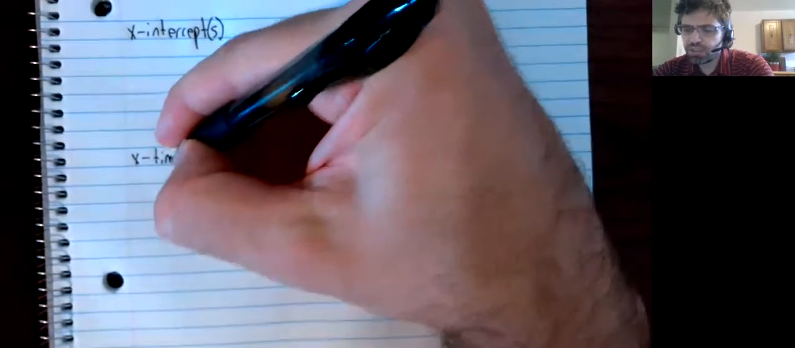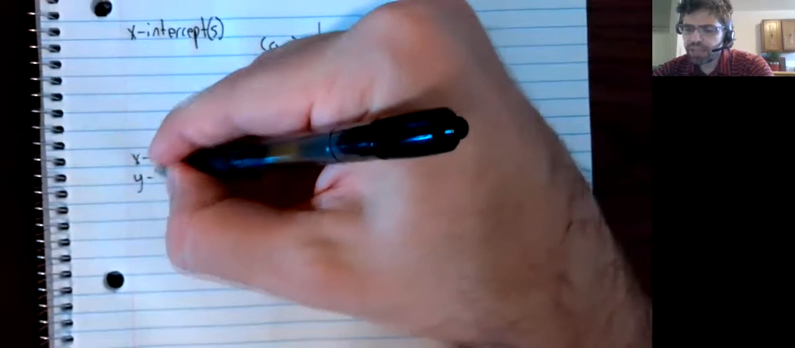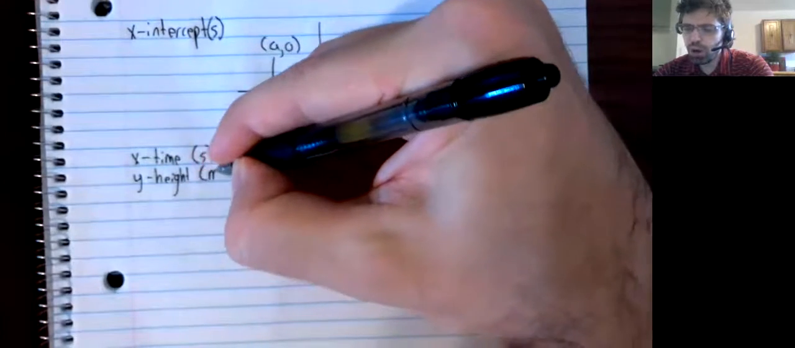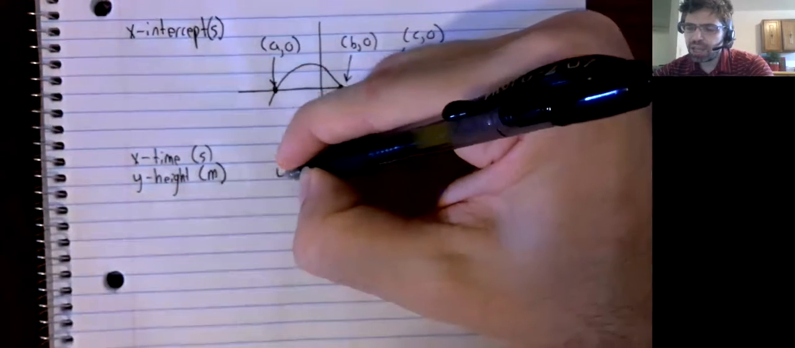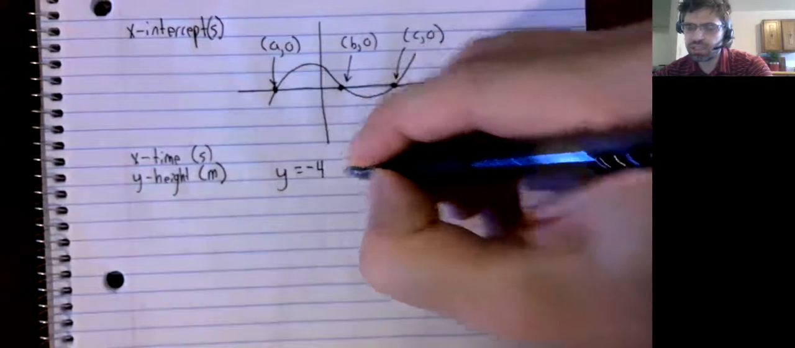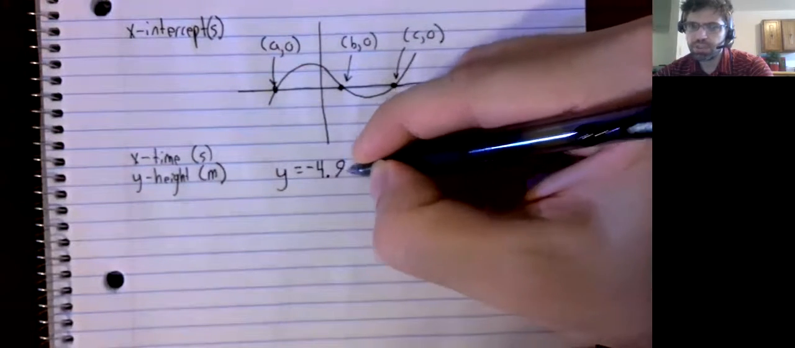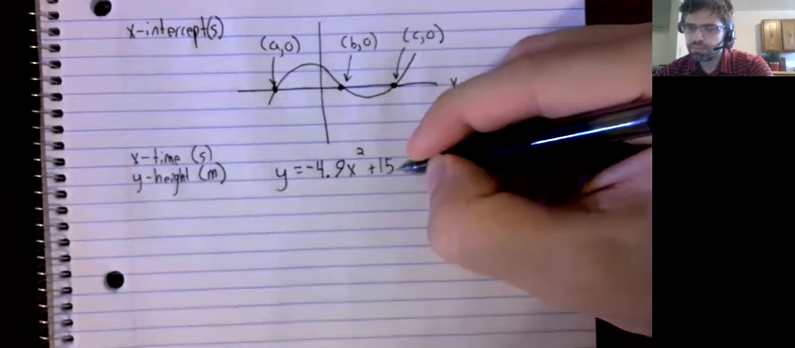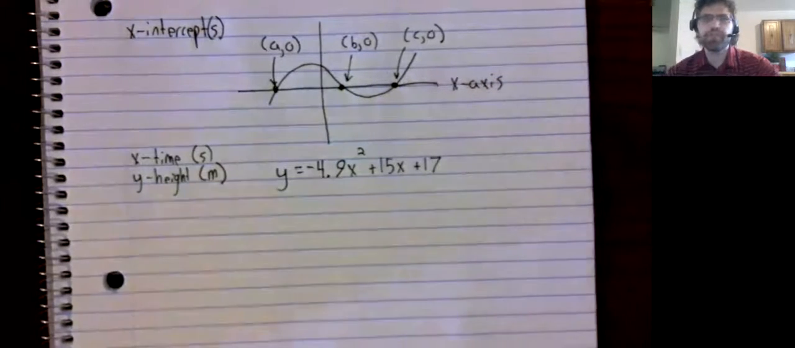We've got this situation where an object is being thrown off a platform, and as time passes, the object's height changes according to the following formula.